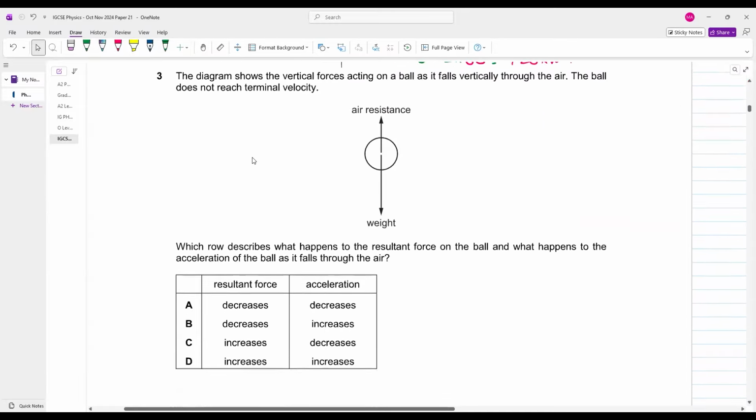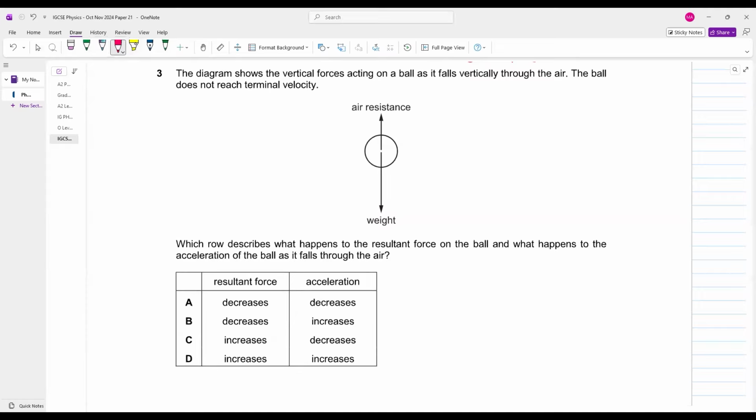The diagram shows the vertical forces acting on the ball as it falls through the air. The ball does not reach terminal velocity. Which row describes what happens to the resultant force on the ball and what happens to the acceleration of the ball as it falls through air? Beta, as you are falling through air, what will happen? This air resistance force will keep on increasing. The force of air resistance will keep on increasing. Hence, your resultant force will decrease.